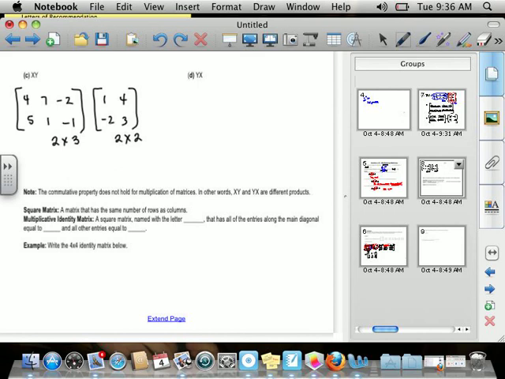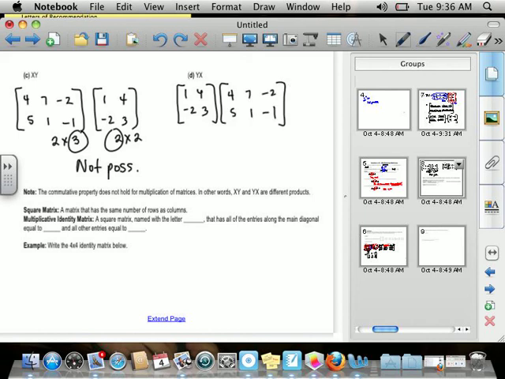Okay, this is a 2 rows by 3 columns. This is a 2 by 2. Do you guys see how x times y is not possible? Those inside numbers were not the same, so not possible. But can we do the other direction? So 1, 4, negative 2, 3 times 4, 7, negative 2, 5, 1, negative 1. Yeah, it's a 2 by 2, and it's a 2 by 3. So now those inside numbers are the same, so we're going to end up with a 2 by 3.